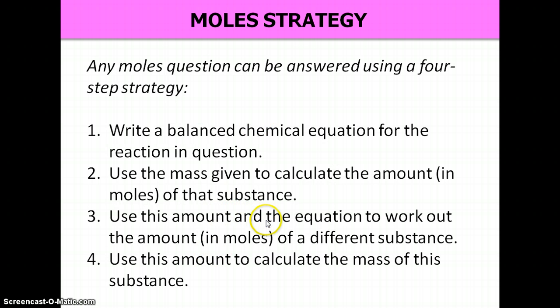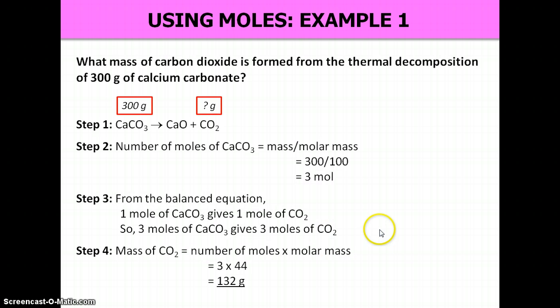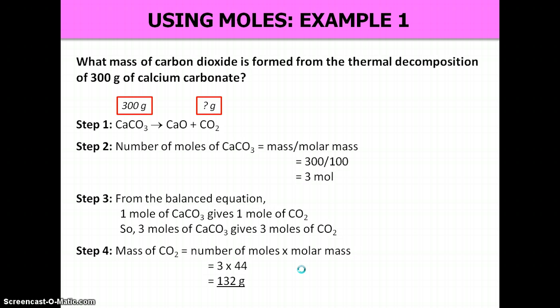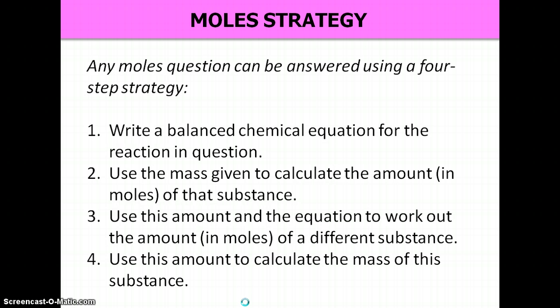Then use this amount and the equation to work out the amount in moles of a different substance. So step 3, we knew that 1 mole of calcium carbonate gave 1 mole of carbon dioxide. So we know 3 moles of calcium carbonate gives 3 moles of carbon dioxide. And then use that amount that you've just obtained from step 3 to calculate the mass of the substance. We knew we had 3 moles times its molar mass. We worked out the mass of carbon dioxide.